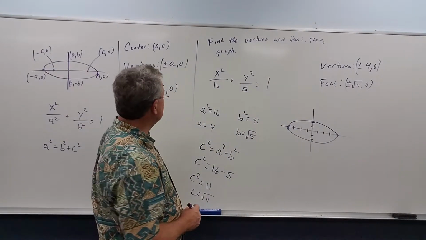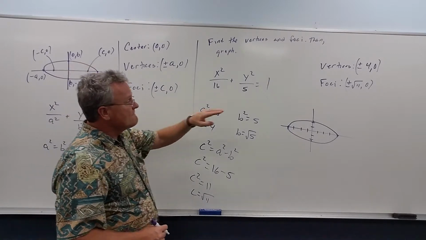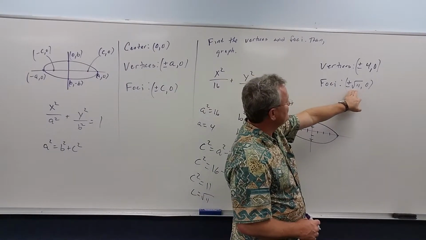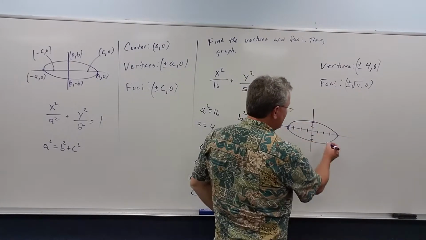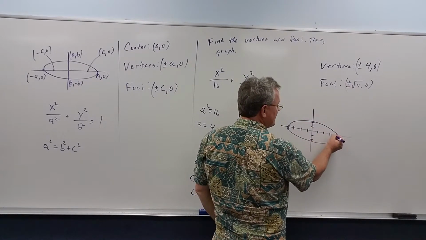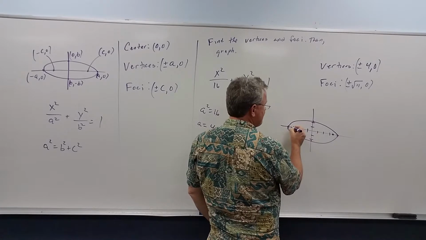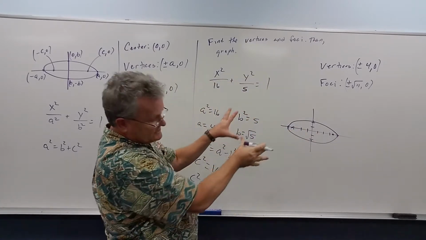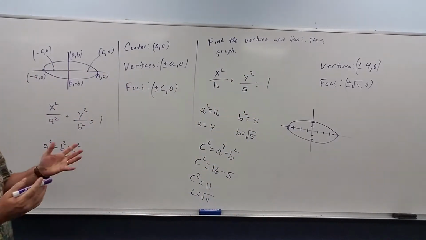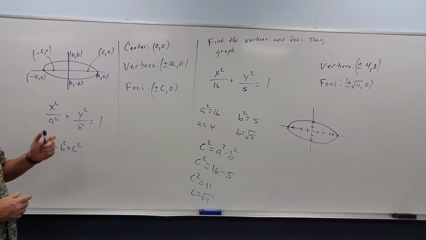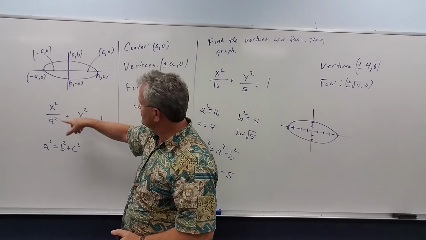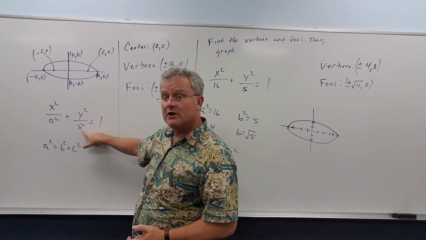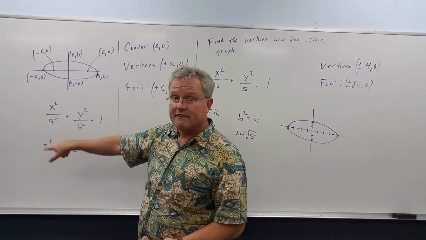Now notice our foci, the square root of 11, that's a little bigger than 3, but it's less than 4. So it's over here somewhere. So this is where our foci are relative to that graph. So that's a basic idea for ellipses. In the next video, what we're going to do is another ellipse, but the larger number will be under the y squared, not the x squared.